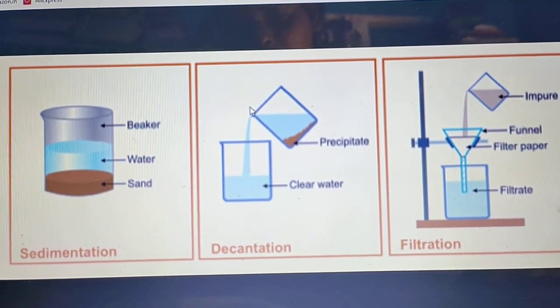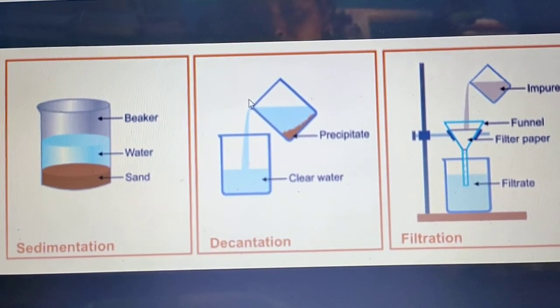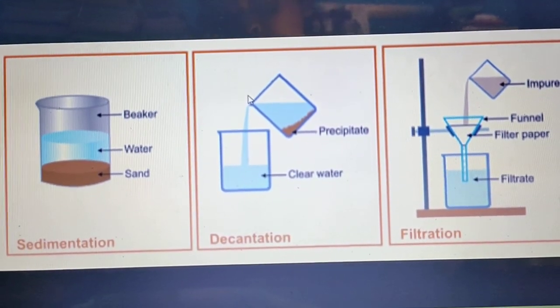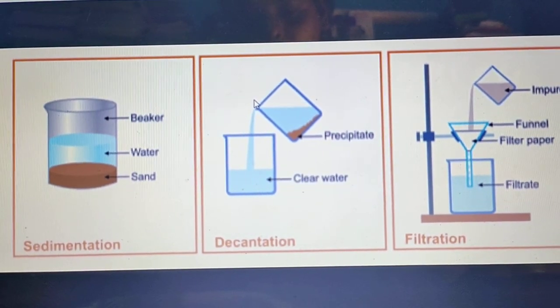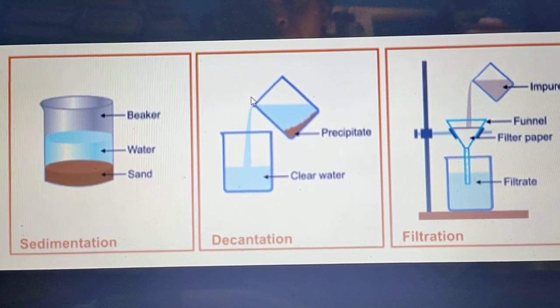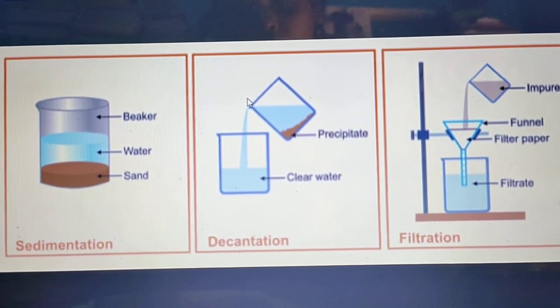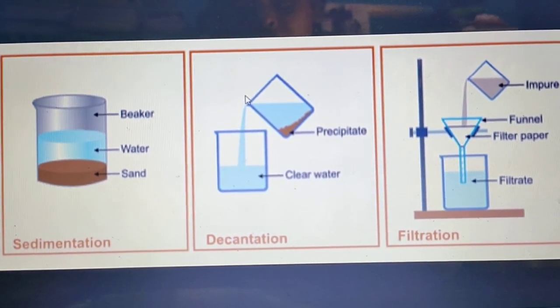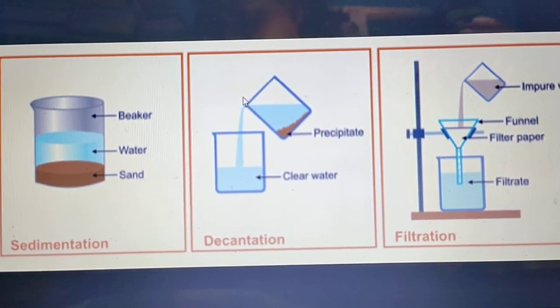So sedimentation means the settling down of sand particles or muddy particles in the water, and the transfer of the clear liquid to the other beaker is called decantation.